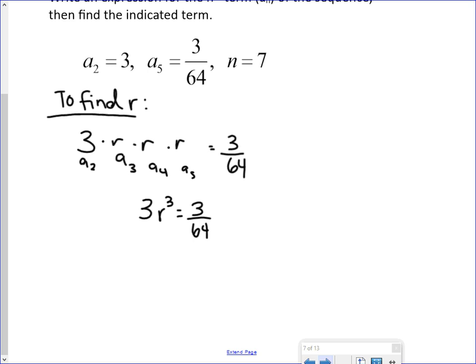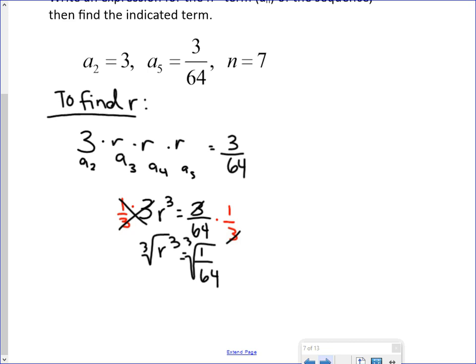First, get the 3 times r cubed over to the other side. So I multiply by 1/3. So I get r cubed equals 1 over 64. You might have been able to see that without multiplying by 1/3. And then to find r, take the cube root.